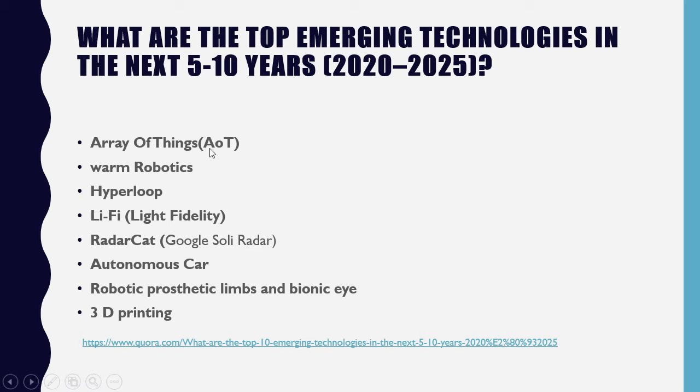The first one is the array of things. Array of things and Internet of Things: I would say they are the same, but there are some differentiations. So what are the differentiations?